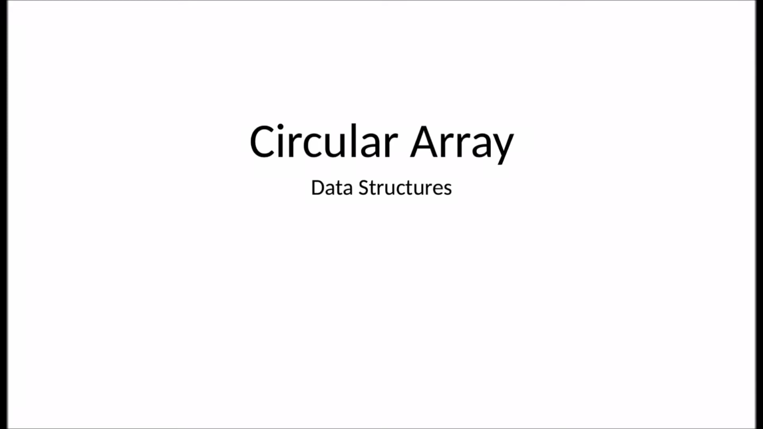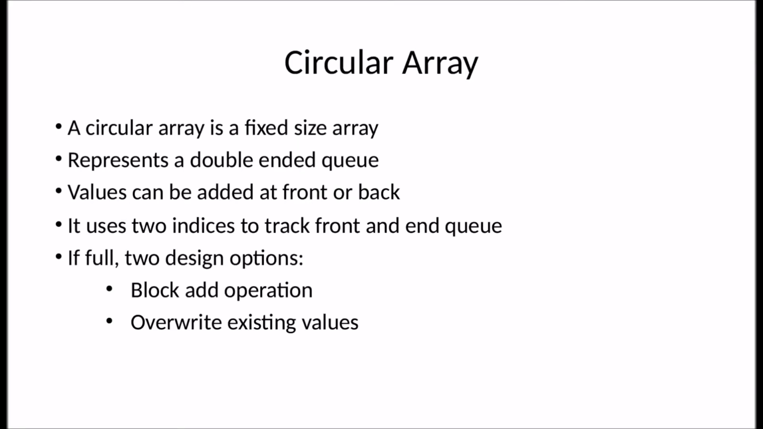Hi guys, in this video I cover the circular array data structure. A circular array is a fixed size array that represents a double-ended queue. Values can be added at the front of the queue or they can be added at the back of the queue. In order to accomplish this, the circular array uses two indices.